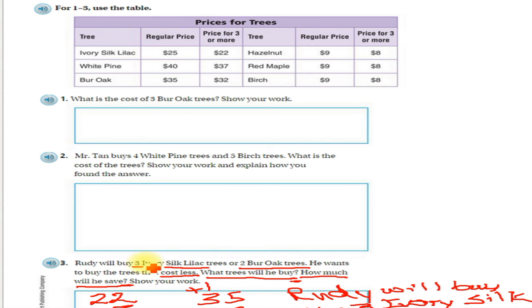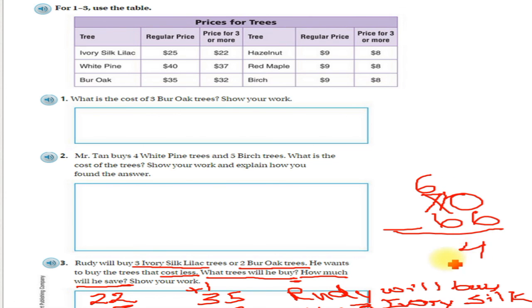So, how much will he save, though? We know he's going to go with the cheaper one, $66. But how much money is he going to save by choosing that option? Well, let's take a look. In order to do that, we're going to have to find the difference. And when we find the difference, that means subtract. So I'm going to do 70 minus 66. I borrow from the 7. That makes that a 10. 10 minus 6 is 4. So he's going to save $4.